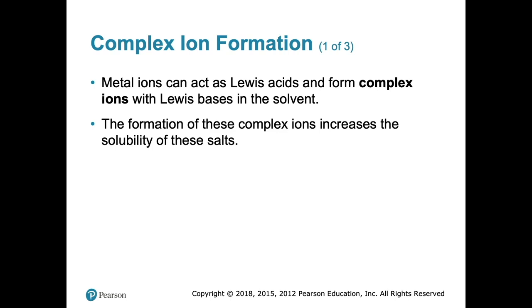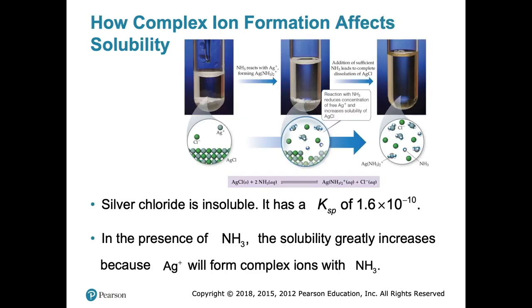Okay, so complex ion formations. This is not that big a thing, but we'll go over it real quickly. Metal ions can act as Lewis acids to form complex ions, and the ligands act as Lewis bases in the solvent. Basically, what happens here is you have a metal and a whole bunch of ions can surround it. Oh, here we go. This part is important though. So how do complex ion formations affect solubility?